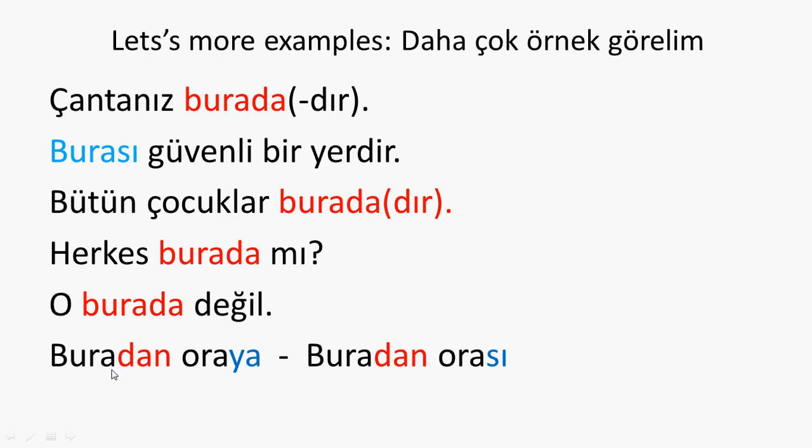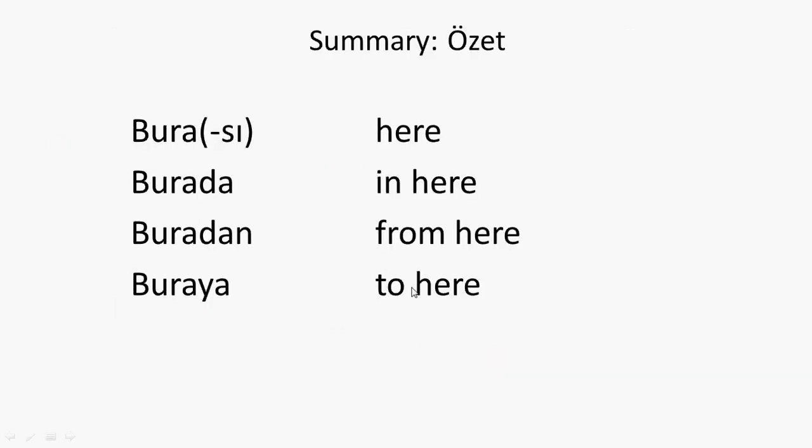O burada değil. Buradan oraya. That means from here to there, from this place to that place. That's why in this case we used it like this. Let me make it more clear. Buradan means from this place or from here. Oraya means to that place or to there. All right? Either way you can use, it doesn't matter. I hope it's been clear enough.